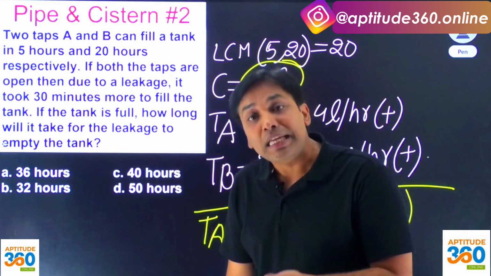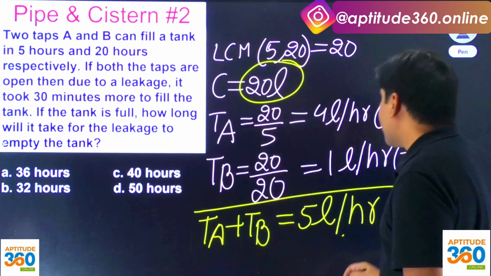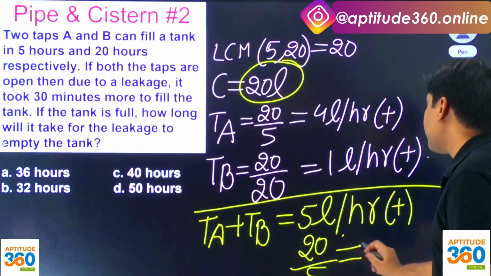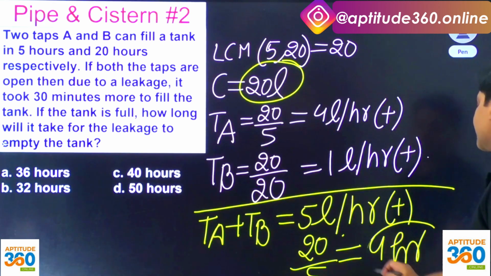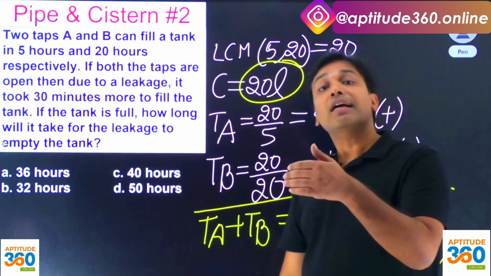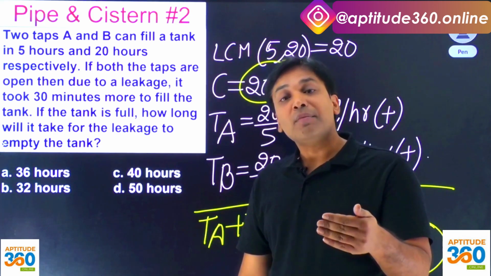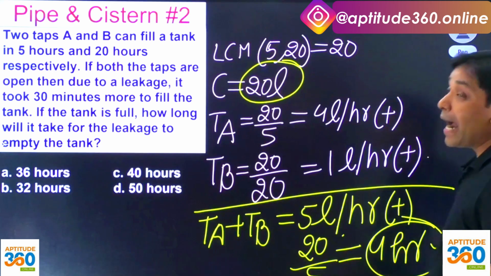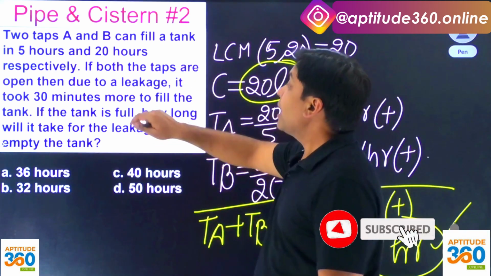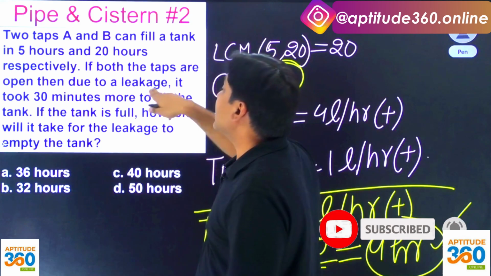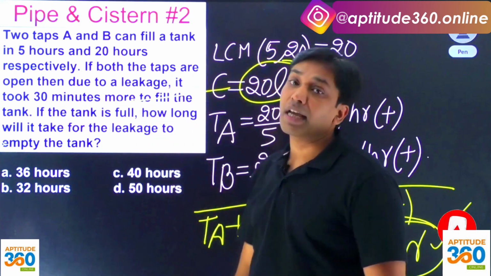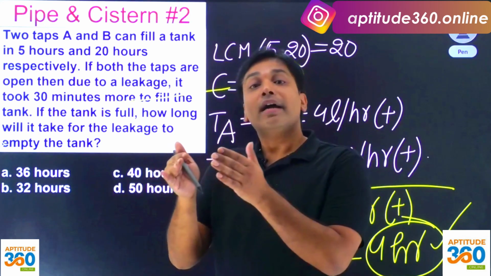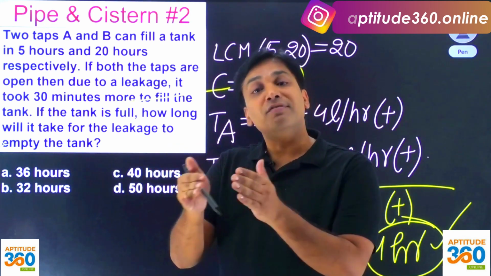Had there not been any leakage, then they would have filled this tank in 20/5, in 4 hours. भाई 1 घंटे में अगर 5 लीटर पानी आता है, तो 20 लीटर आने में कितना समय लगेगा? 4. अब 4 घंटे में सारा का सारा पानी क्या हो गया? भर गया. Had there not been the leakage. Now problem says if both the taps are open, then due to a leakage it took 30 minutes more to fill the tank. So it is not taking 4 hours, rather it is taking 30 minutes more. 4.5 hours में भर रहा है.